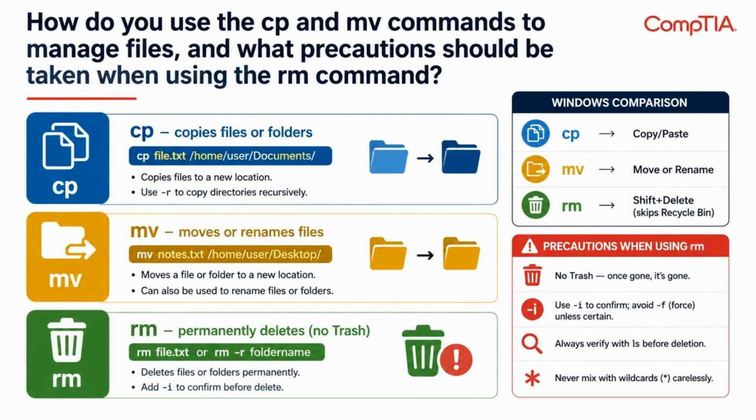cp copies files or folders, cp file.txt /home/user/documents, with -r for directories. mv moves or renames files, mv notes.txt /home/user/desktop/. rm permanently deletes with no trash. rm file.txt or rm -r foldername, with -i to confirm before deleting. Precautions: there's no trash, so once it's gone, it's gone. Use -i to confirm, avoid -f unless certain. Always verify with ls first, and never mix rm carelessly with wildcards. In Windows terms, cp is copy/paste, mv is move or rename, and rm is Shift+Delete, skipping the recycle bin.